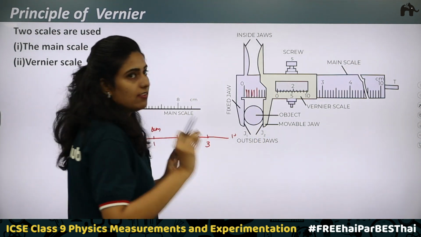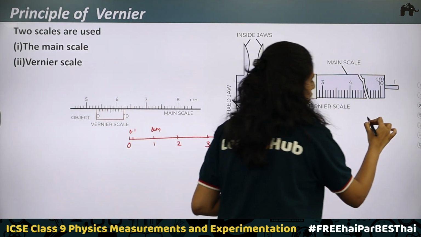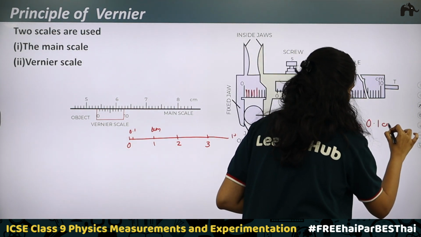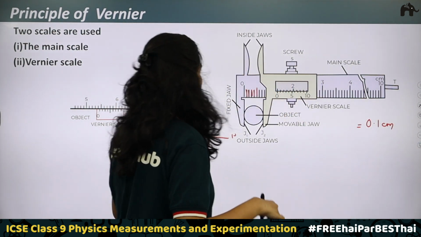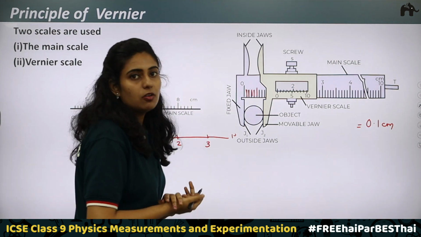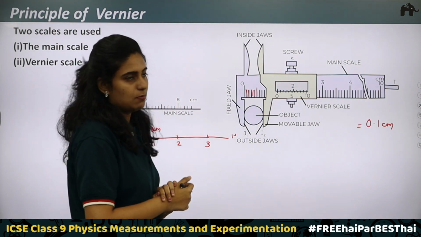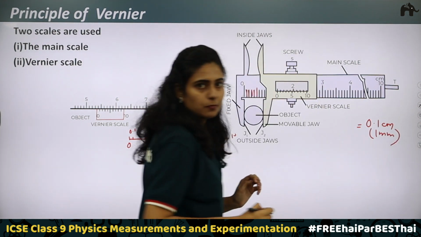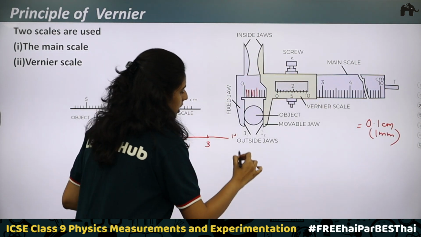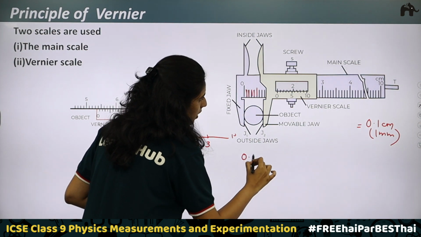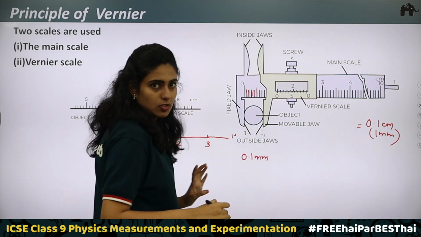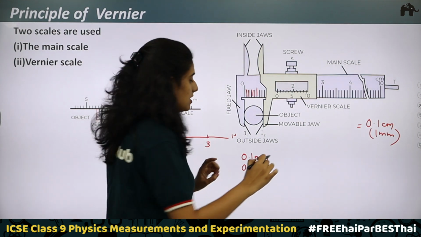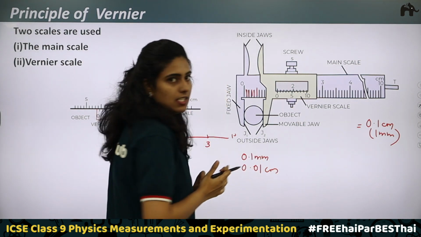In the case of a meter scale, the least count is 0.1 centimeter. When you use a vernier, we will be able to obtain the second decimal as well. This 0.1 centimeter is 1 millimeter. Using the vernier scale, you will be able to get 0.1 millimeter, or 0.01 centimeter. This will be the least count.